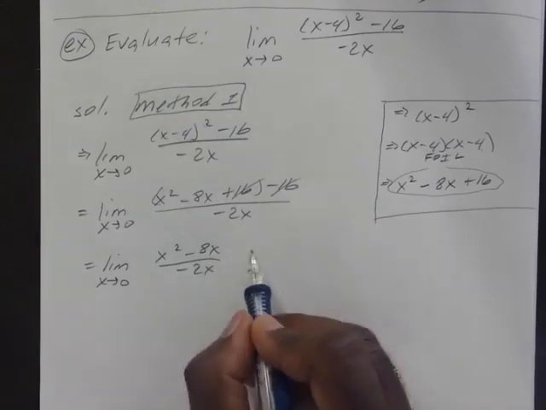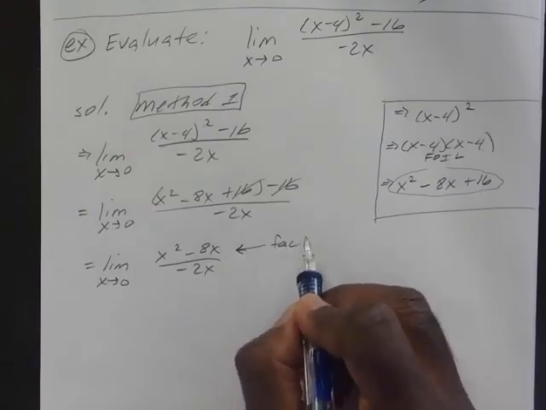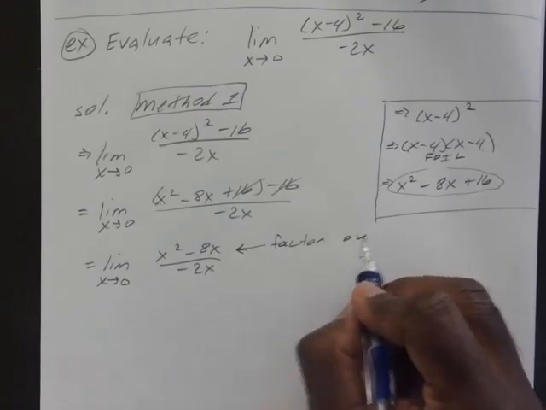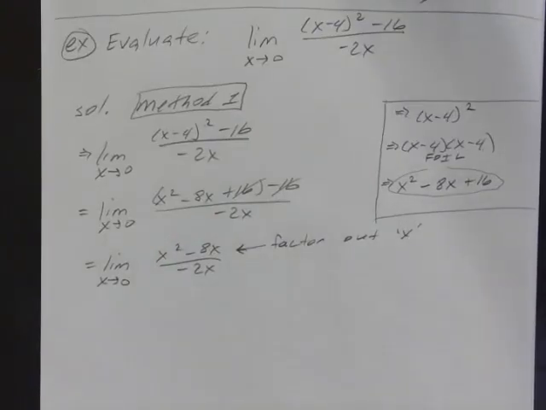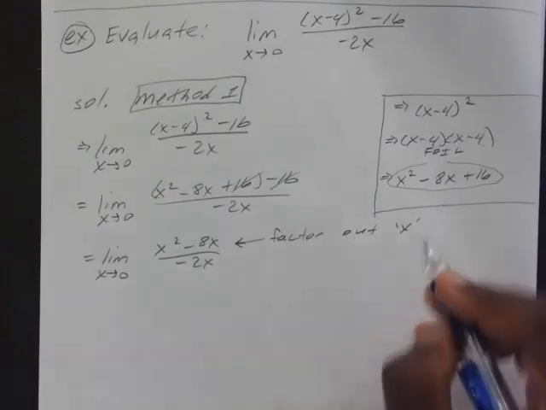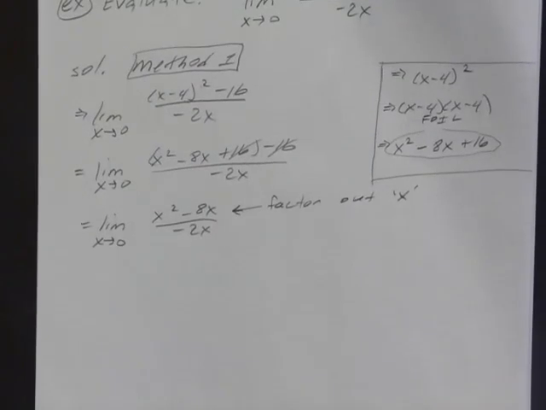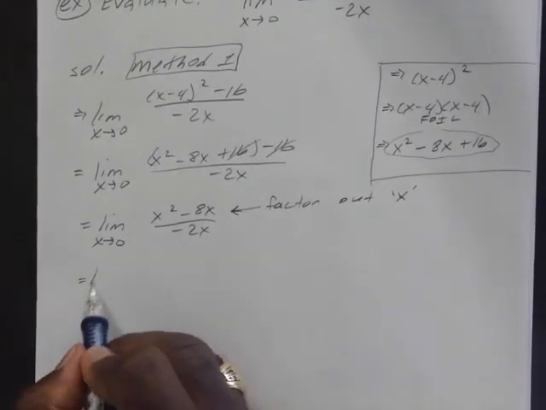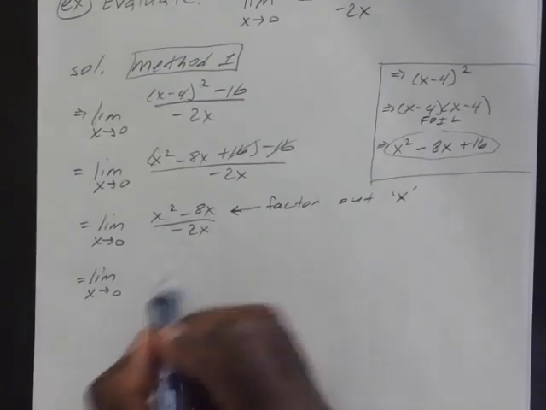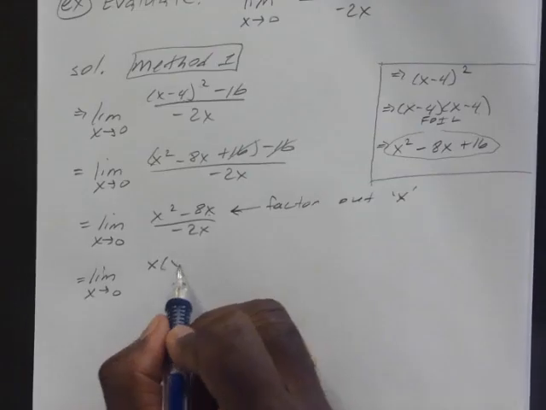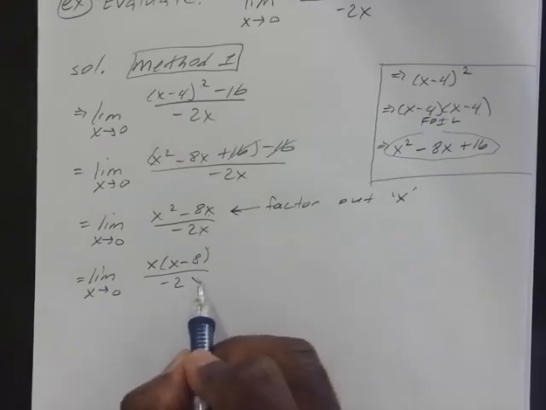Okay. So from here, we can just factor out an x from both of the terms in the numerator. So we have the limit as x approaches 0. Factor out that x, that just gives us x times (x minus 8) divided by -2x.